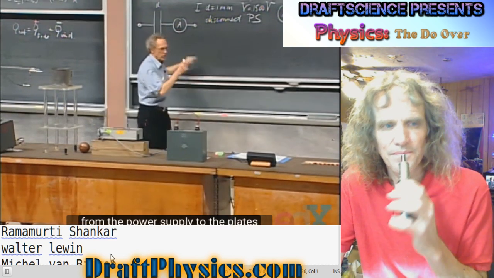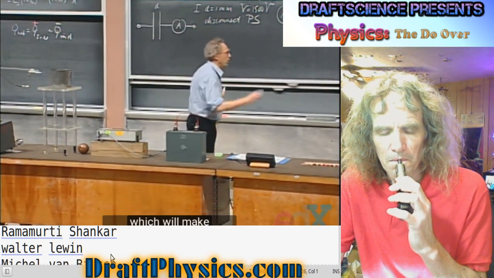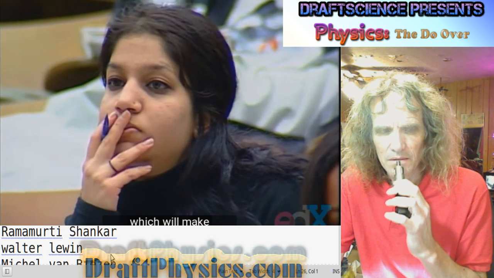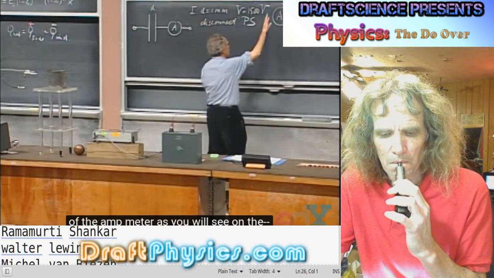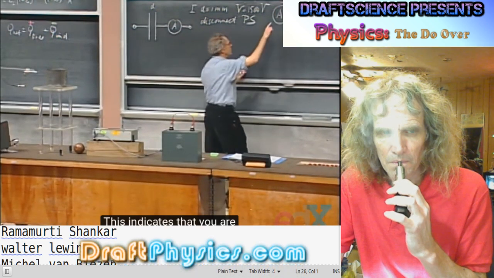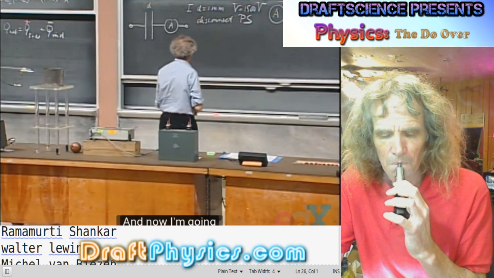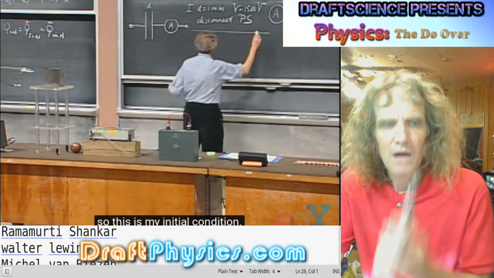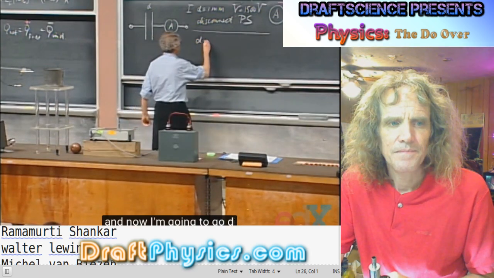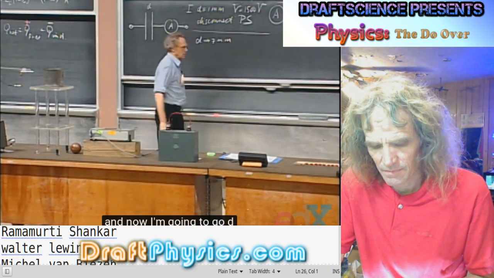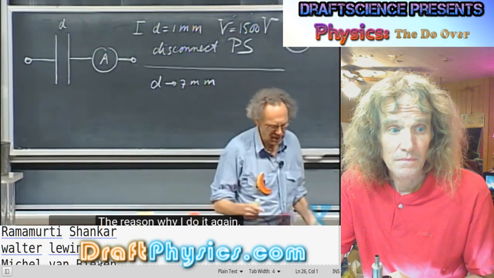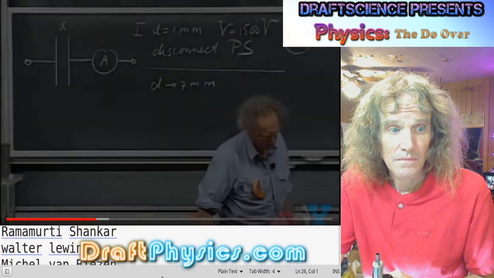Apply to the plates, and you will see a short surge of current, which will make the hand of the ammeter, as you will see on the wall there, go to the right side, just briefly, and then come back. This indicates that you are charging the plates. And now I'm going to open up the gap. So this is my initial condition. There's no dielectric. And now I'm going to go D to 7 millimeters. And this is what I did last time. The reason why I do it again is because I need this for my next demonstration.